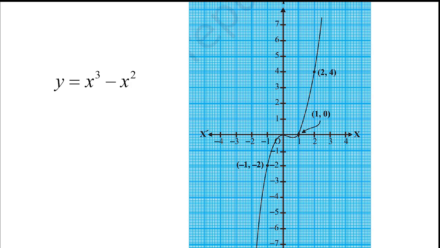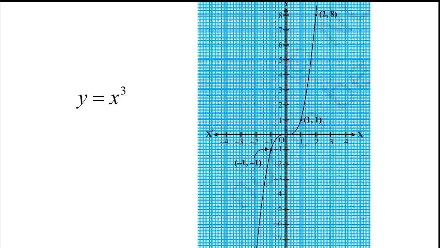Here also the graph is given. From that graph we can understand that there are 2 zeros, 0 and 1. We have already solved that. And look at the third example. Here also the graph is given, only 1 zero. The graph crosses the x-axis at 0 only. So it has only 1 zero.